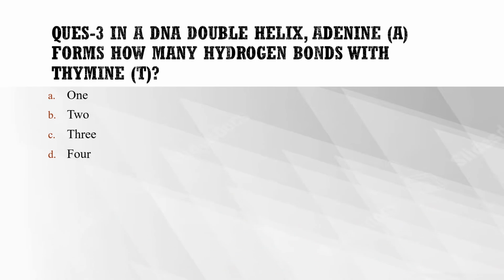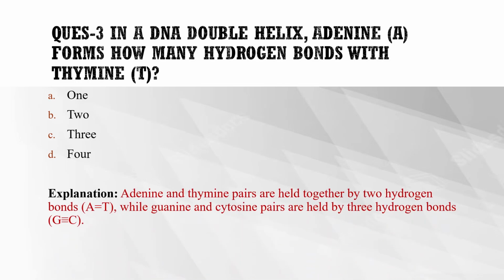Now third question. In a DNA double helix, adenine forms how many hydrogen bonds with thymine? In the DNA double helix, adenine pairs with thymine through two hydrogen bonds. This A double bond T pairing helps maintain the stability and proper base pairing of the DNA structure. So the answer is two hydrogen bonds.